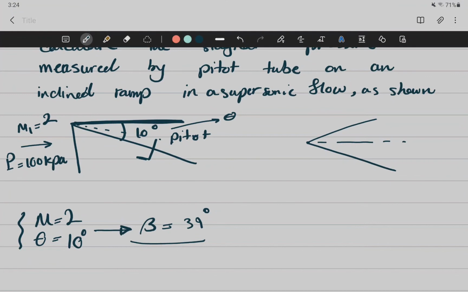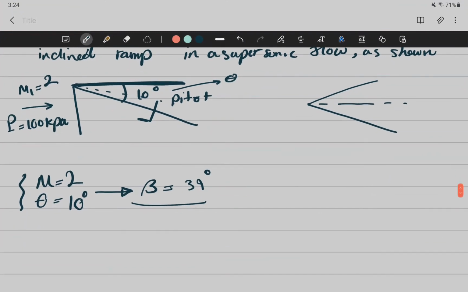Okay, so we have beta equals 39. What is the next step here? Find the MN1. That's the normal Mach number. How do you find this? M1 sine of beta. So you plug in the value. Sine of 39 degrees is whatever, you can find it using a calculator. And M1 is 2. I have the final value for myself here, which is 1.6.